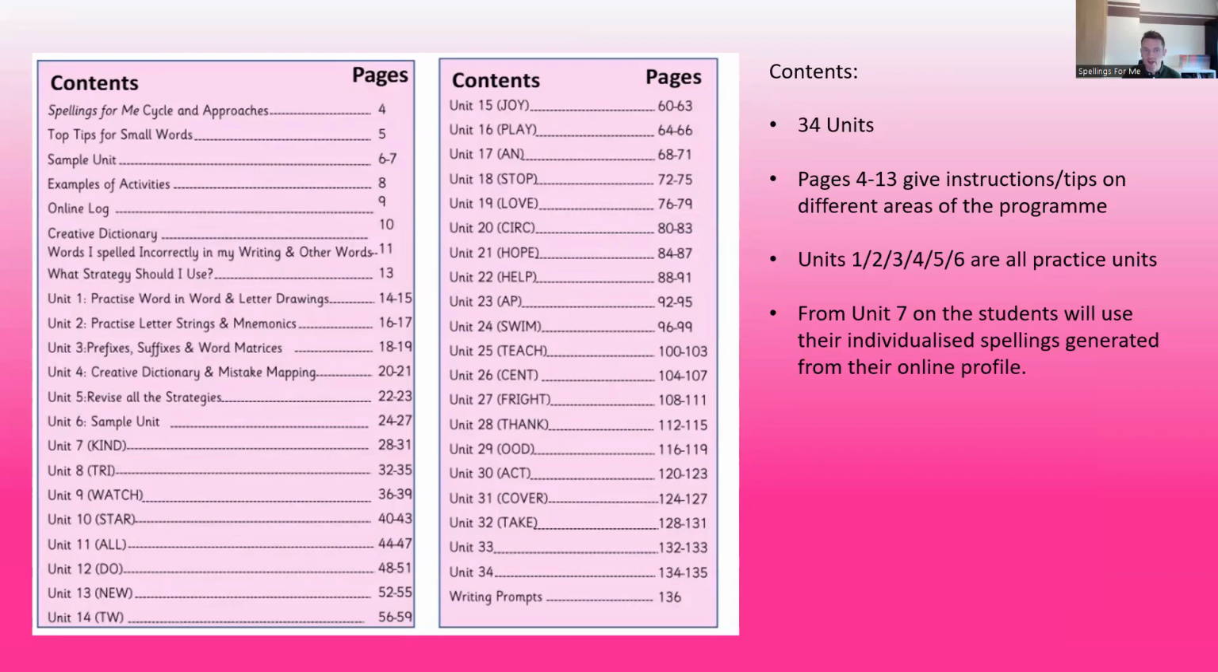It is worth noting, if you are taking on a third class that has been using Spellings for Me in first and second, you could possibly get through units 1 to 6 a little bit quicker than 6 weeks, but that's completely up to you. We have adjudged so that each unit is worth a week's worth of work, but you can get through it a little quicker if, as I said, the class have been using Spellings for Me prior to third class. From unit 7 onwards, all children will use their individualized spelling list generated from their online profile. During weeks 1 to 6, it's important to note that every time the devices come to you, you could be and should be doing online testing and building up their learning words so that their learning words are ready to go for week 7. Okay.